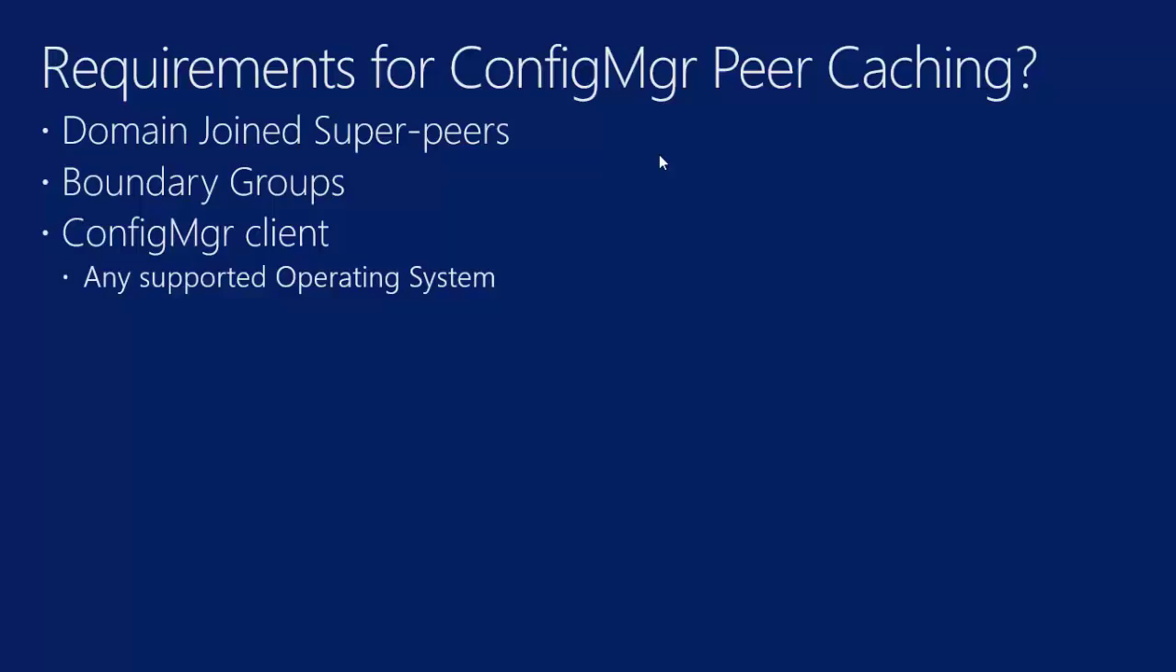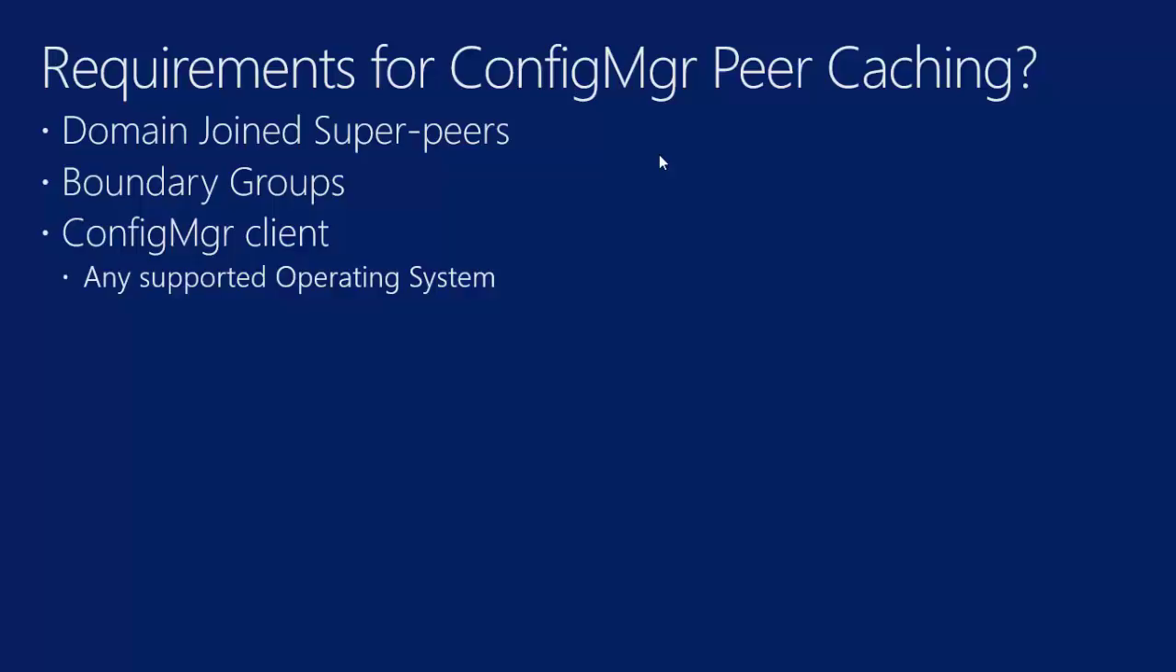So I'll say this here, and I'll probably jump ahead and say it again later, but specifically in the boundary group configuration, that is the caching boundary for peer caching. And so the idea is if you are a content source peer or a super peer within a boundary group, then you are able to serve content to any other system in that boundary group.